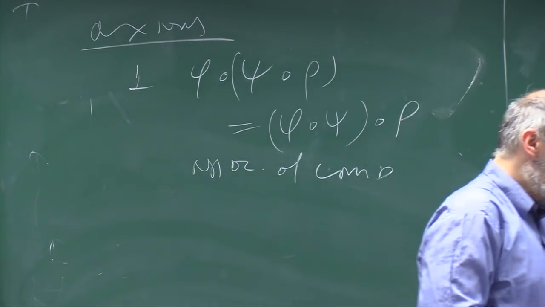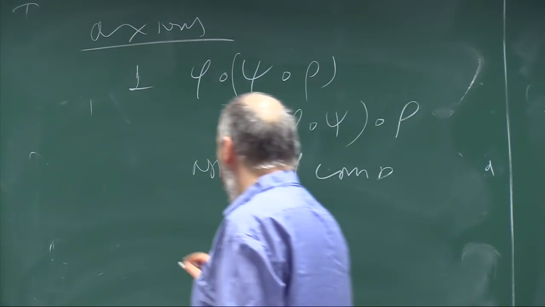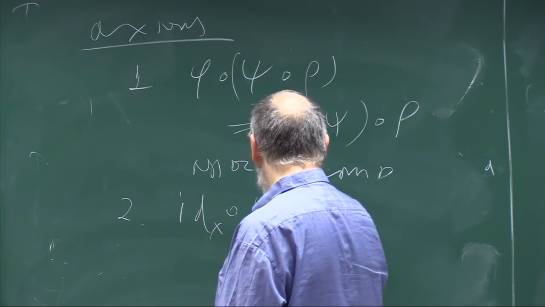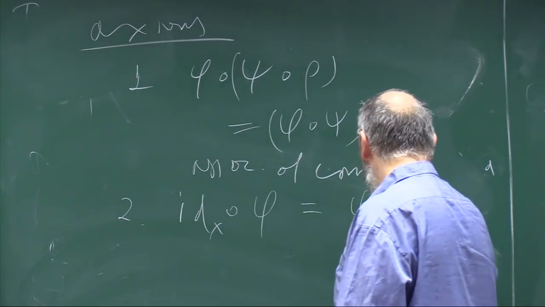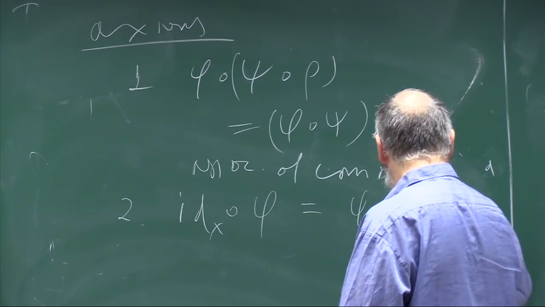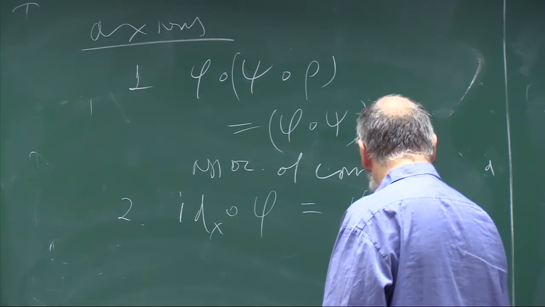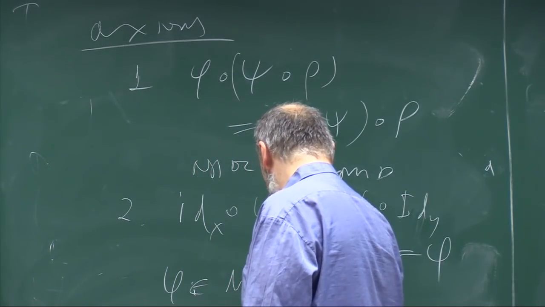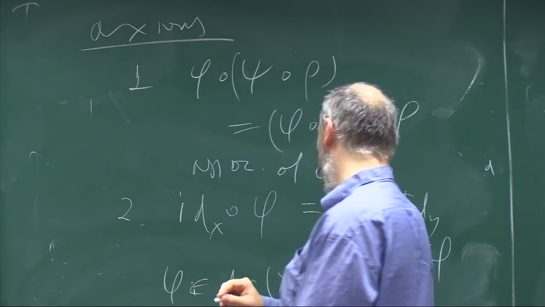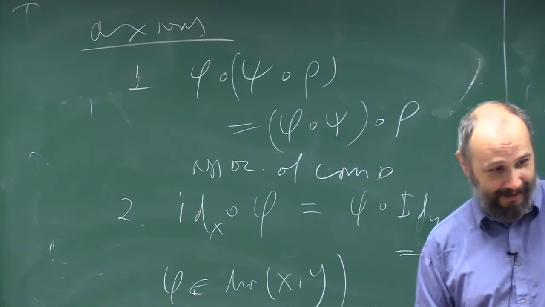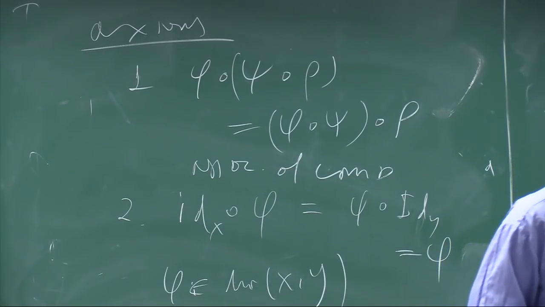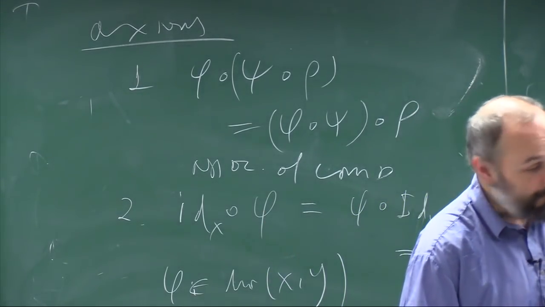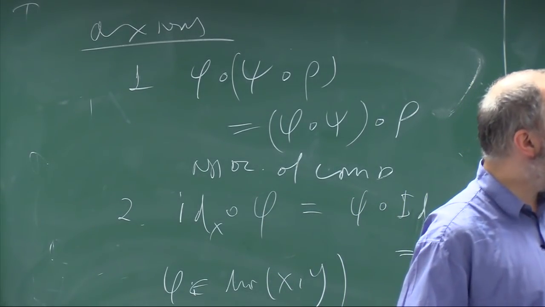And the second axiom is identity. So identity times phi is the same as phi times identity, which is the same as phi, where phi is a morphism from x to y. Again, the order is not always standard, but I always use that order because from the category point of view, it's more natural. Questions? This was the definition.